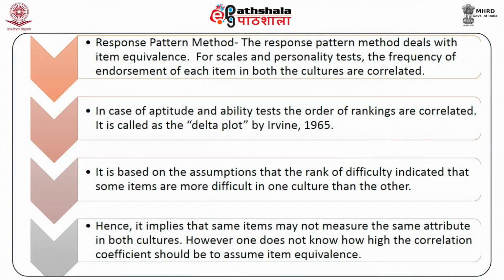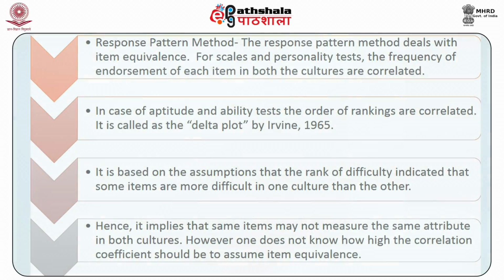Response pattern method. The response pattern method deals with item equivalence. For scales and personality tests, the frequency of endorsement of each item in both the cultures is correlated. In the case of aptitude and ability tests, the order of ranking is correlated. It is called the delta plot by Irwin in 1965. It is based on the assumption that the rank of difficulty indicates that some items are more difficult in one culture than the other. Hence, it implies that the same items may not measure the same attribute in both cultures. However, one does not know how high the correlation coefficient should be to assume item equivalence.